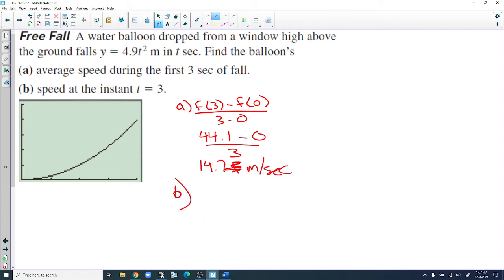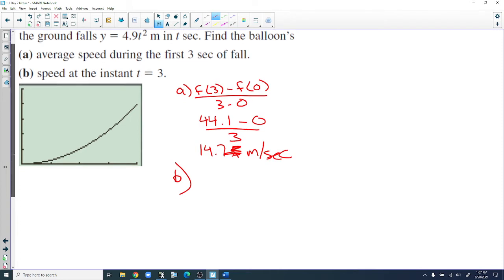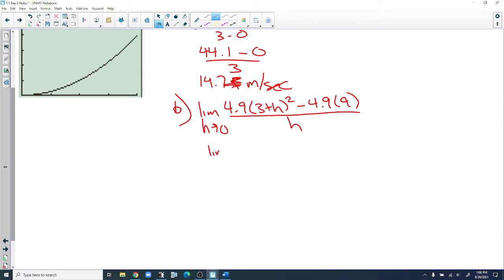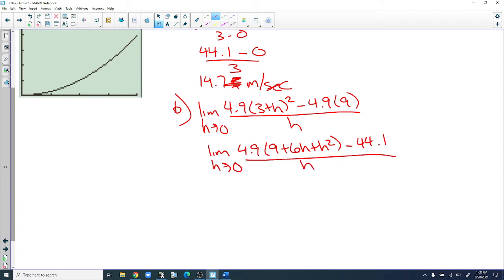Letter B, speed at the instant t is equal to 3. We have the limit as h approaches 0 of 4.9 times 3 plus h squared minus 4.9 times 9, plugging 3 in. I know that's 44.1, over h. All right, now we got some algebra to do. Limit as h approaches 0 of 4.9 times 9 plus 6h plus h squared minus 44.1 over h.